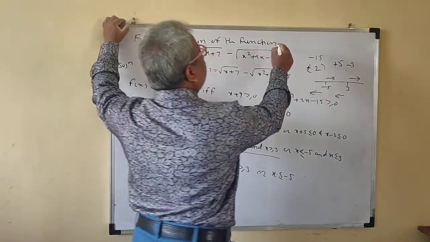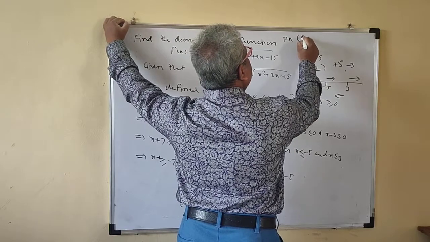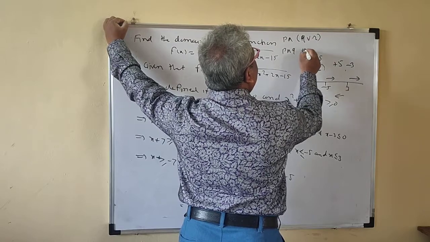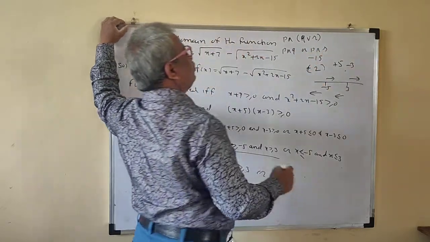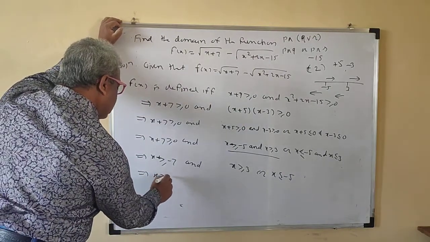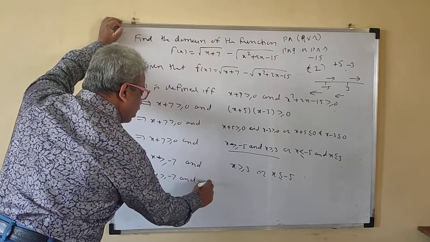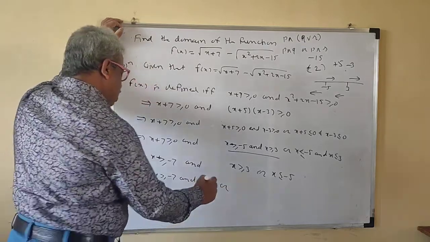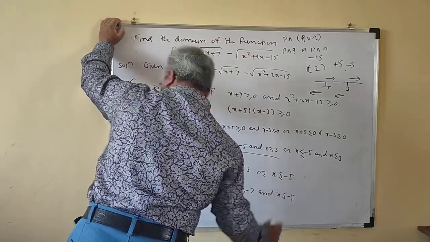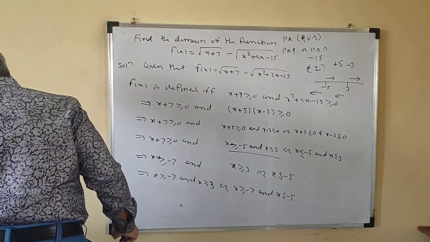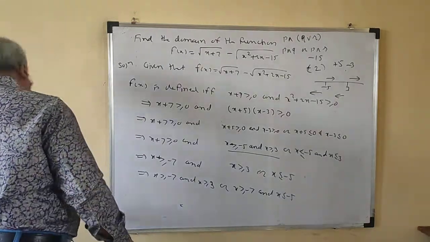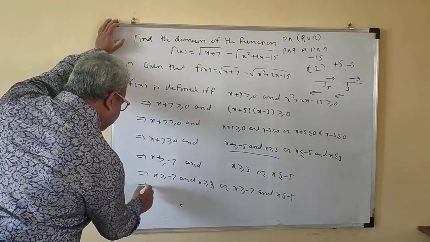Now here we have p and q or r. So this is nothing but p and q or p and r. So we know that. So this implies that x is greater than or equal to minus 7 and x is greater than or equal to 3, or x is greater than or equal to minus 7 and x is less than or equal to minus 5. Okay.